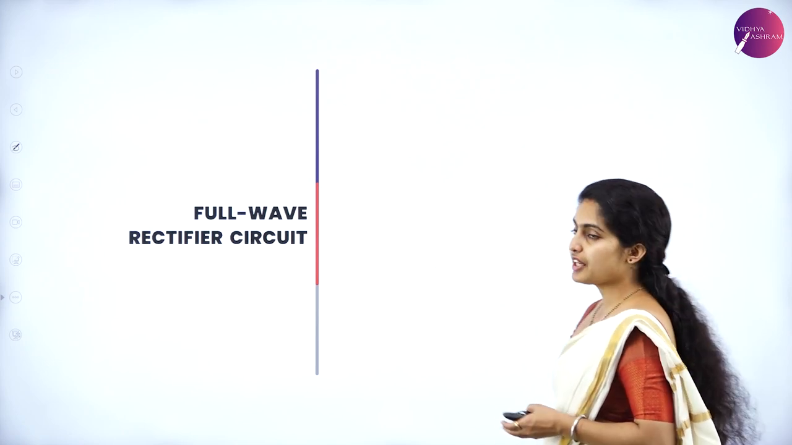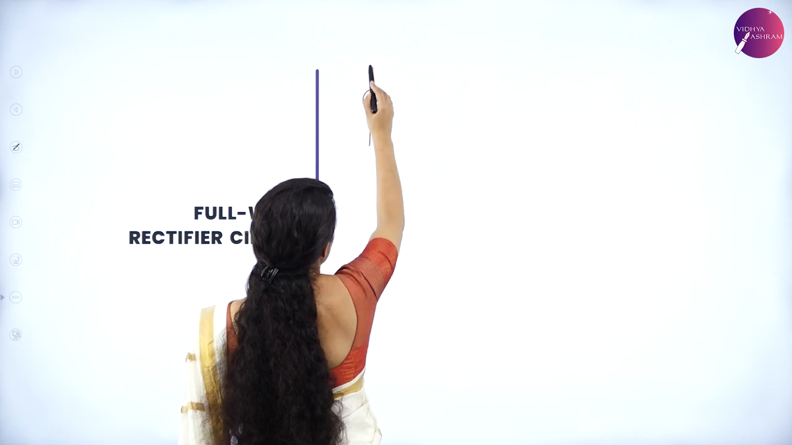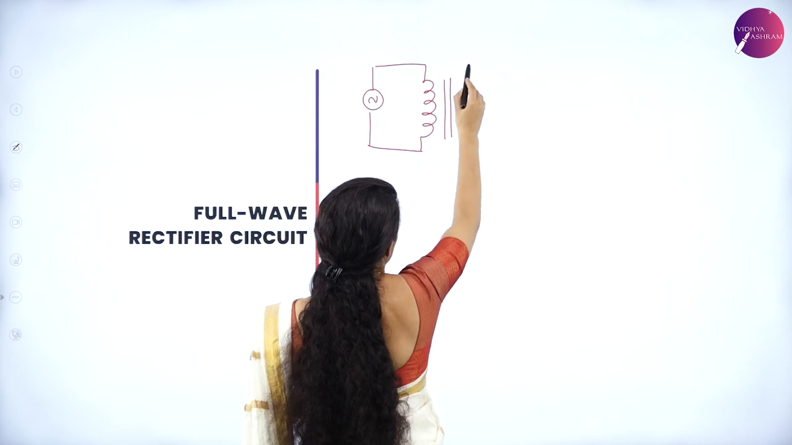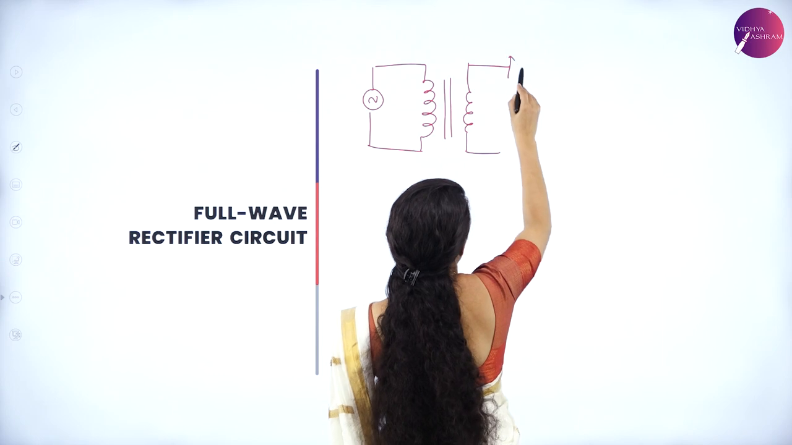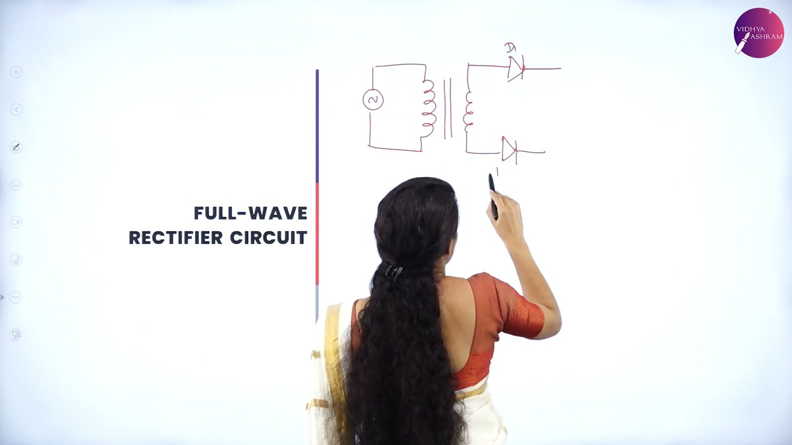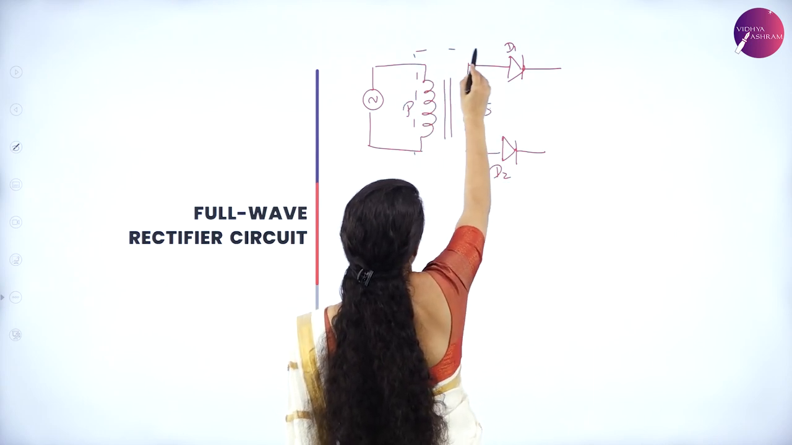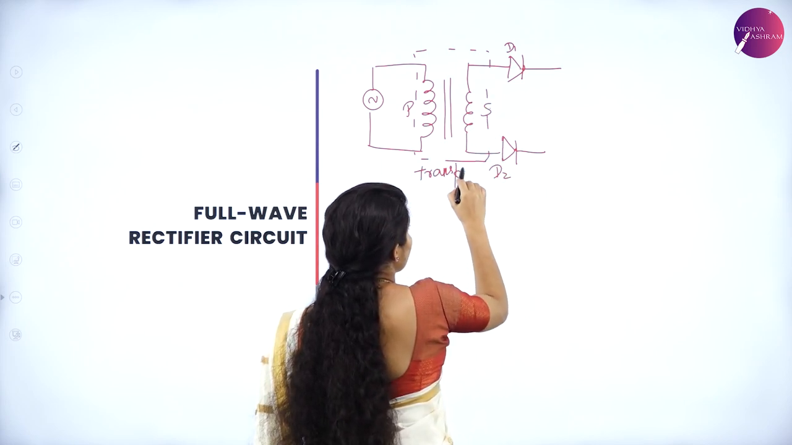Next, in the same way, we have the full wave rectifier. Here we use 2 diodes. So now you have the circuit diagram with AC, and here you have a primary coil, here you have an iron core, and again here you have a secondary coil wherein 2 diodes are fixed. Call these D1 and D2. This is the primary coil, this is the secondary coil, and this is the transformer region. You can just call it a transformer.